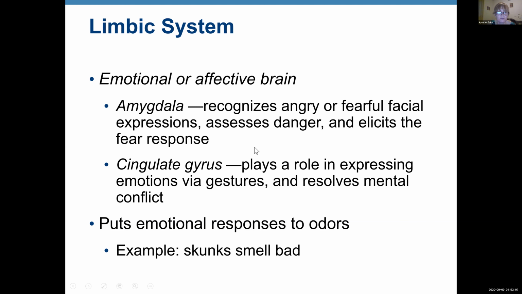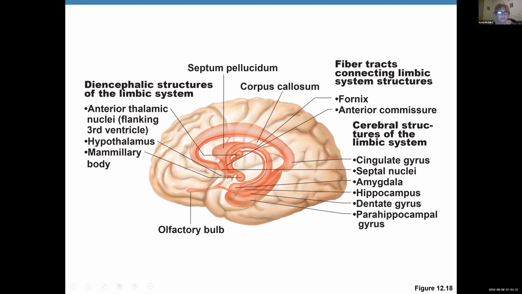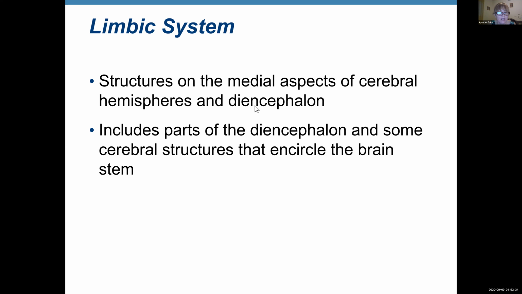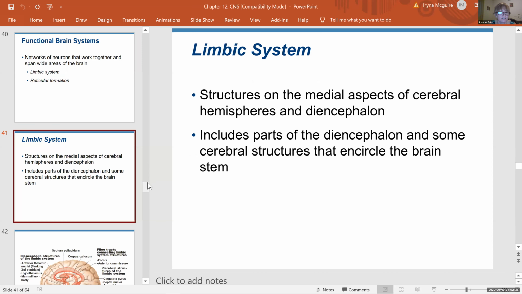The cingulate gyrus plays a role in expressing emotion via gesture and resolving mental conflict. Plus, your limbic system is not only an emotional system, it also puts an emotional response to odors. For example, skunks smell bad. So that's the physiological system that we cover here, the limbic system. And another functional system of the brain is the reticular formation.